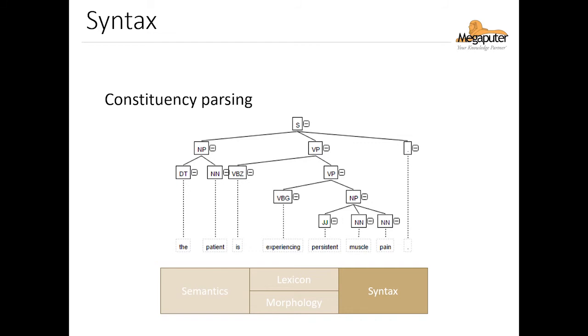Now, our sentence here is made up of a noun phrase, the patient, and a verb phrase, is experiencing persistent muscle pain. And this noun phrase and verb phrase are then further broken down into smaller parts or constituents. When we use language, we can start from a simpler structure like children sleep, and we can add descriptors to make longer phrases, like John's children are sleeping peacefully. We can also apply rules recursively to make sentences longer. For example, John's children, who were jumping on the trampoline earlier, are sleeping peacefully.